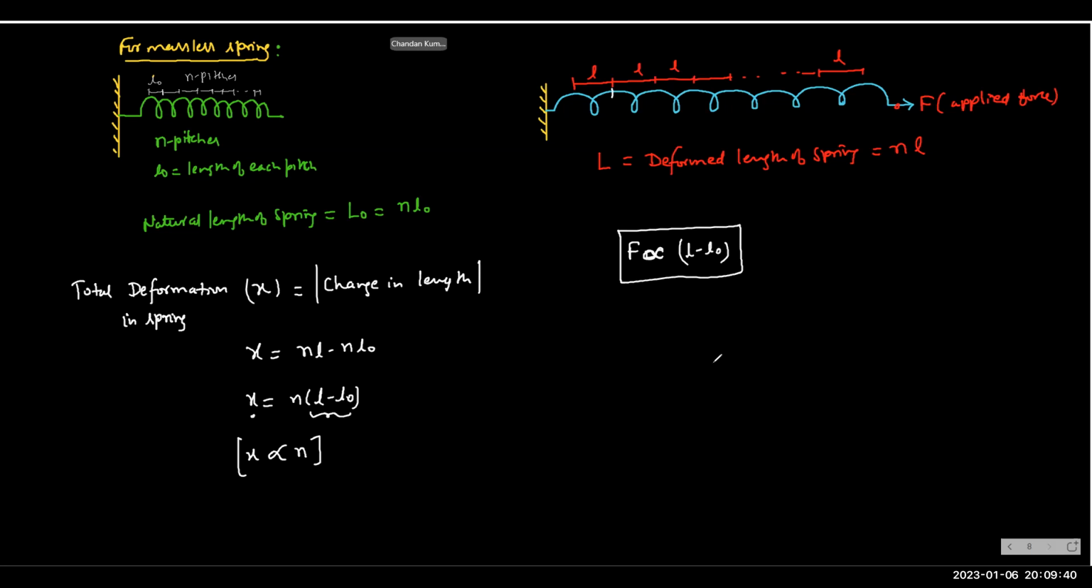The deformation of a single pitch is due to the applied force. The increase in the number of pitches will only increase the total deformation, but the force responsible for the deformation is the same for every pitch. So as we decrease the length of the spring, nothing will change for every individual pitch. But because we have fewer pitches, we will have less total deformation.